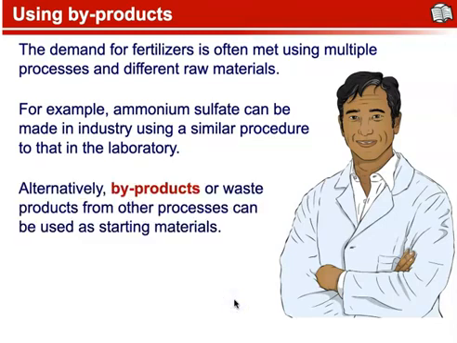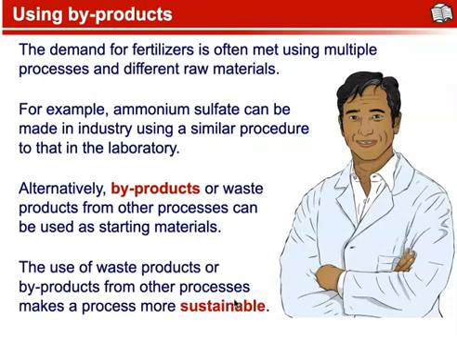Alternatively, byproducts or waste products from other processes can be used as starting materials. The use of waste products or byproducts from other processes makes a process more sustainable. Ammonia produced by the Haber process and sulfuric acid produced by the contact process are often used for the production of ammonium sulfate. Another example is the production of calcium phosphate.